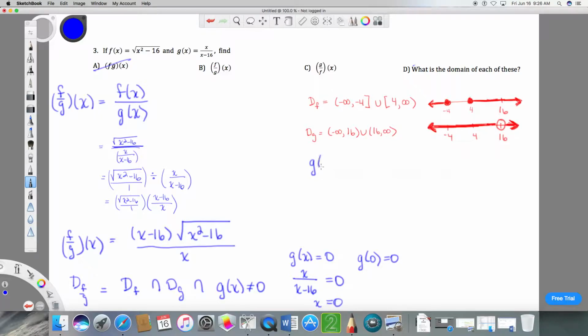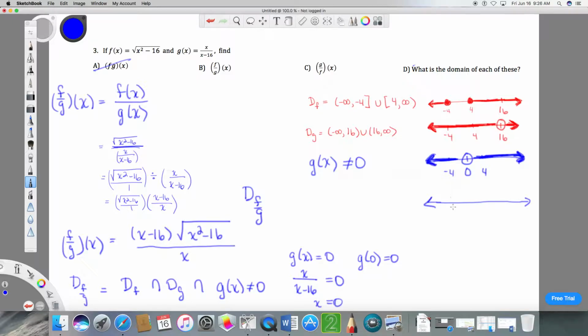So the set of all x that avoids having this denominator be 0 is all numbers excluding 0. And 0 is between -4 and 4. So I would suggest that you line that up a little bit if you're going to use these number lines to help with a comparison. Now, to find the domain of f over g, let's find the picture first, and then from the picture, write it out.